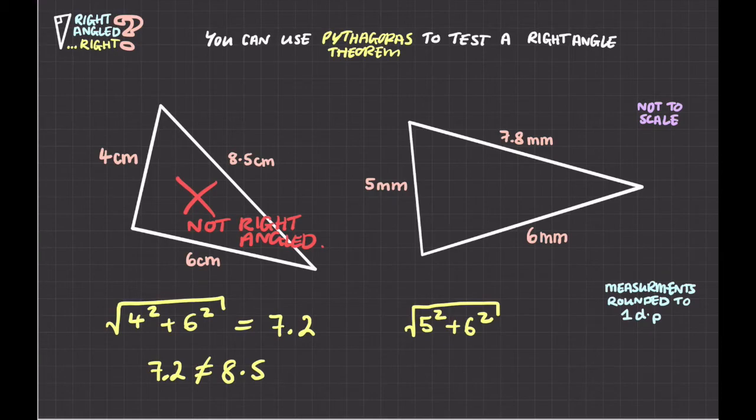Let's have a look. Type it in my calculator. 5 squared plus 6 squared, square root it, and I get an answer of 7.8. It goes on, but if I round it, it goes to just 7.8 to 1 decimal place, and 7.8 is the same as 7.8. So this is a right-angled triangle. So I can give that a lovely tick. This is right-angled.